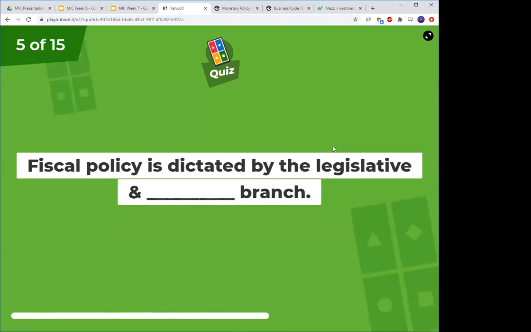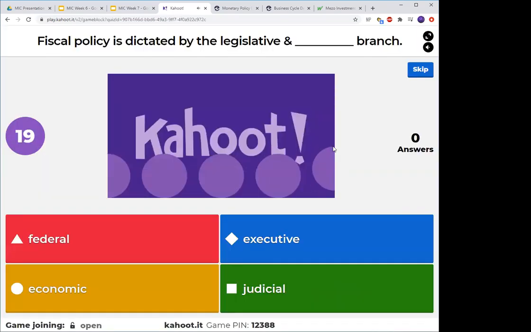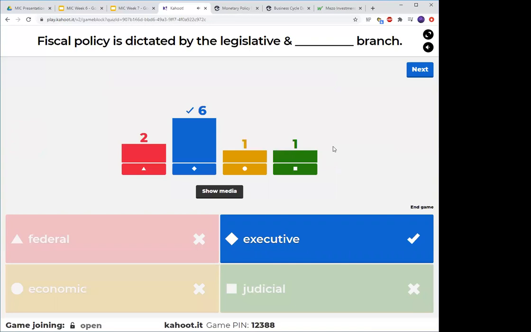Question 5. Fiscal policy is dictated by the legislative in what branch? All right, fiscal policy is dictated by the legislative and executive branch. In terms of those who did not get the right answer, maybe it's time to relearn some civics. Not sure what grade you guys are in, so don't worry about it, at least for now.